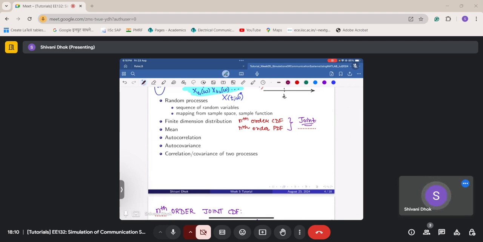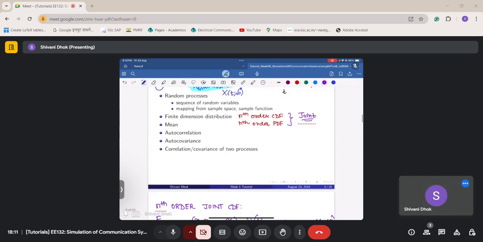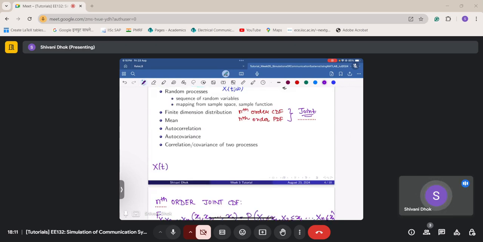After that, we looked at different properties or different statistics of a random process. So let's say x of t is a random process that we will be looking at. The mean mu of t is simply the expectation of x of t. Then you have autocorrelation. So Rx of t1, t2, you can write as expectation of x of t1 into x of t2 conjugate, or if you are writing it in terms of time and delay, then you can write it as expectation of x of t into x conjugate of t plus tau.